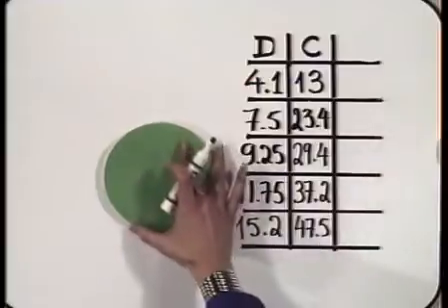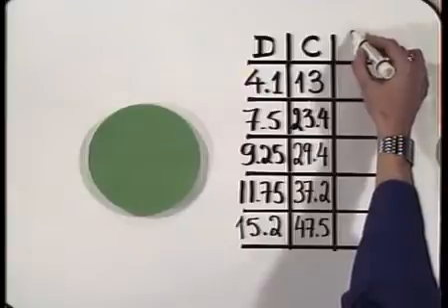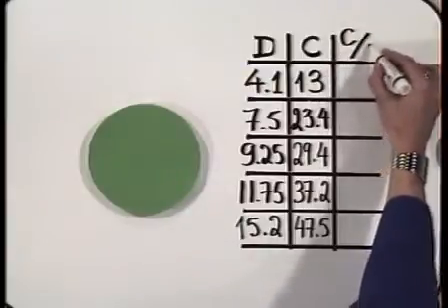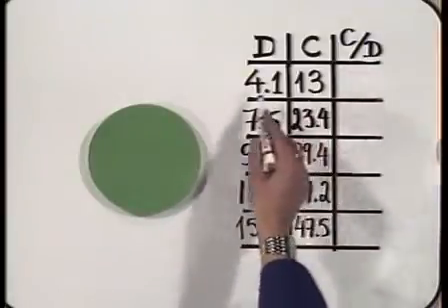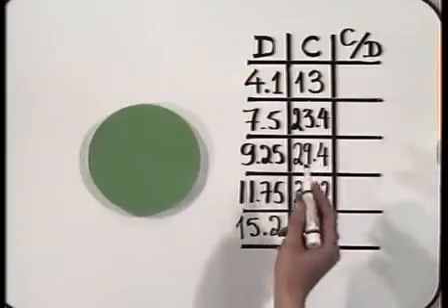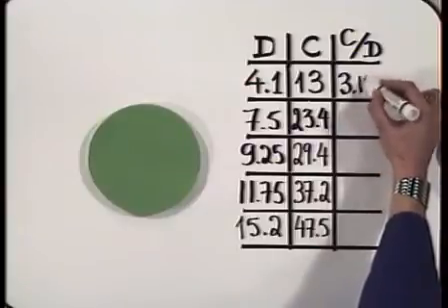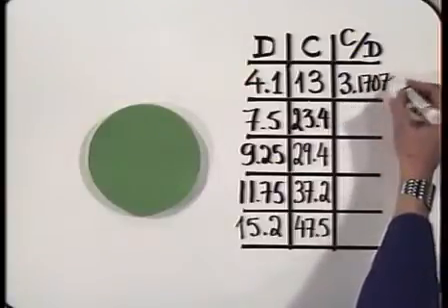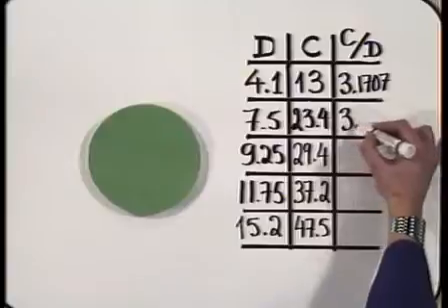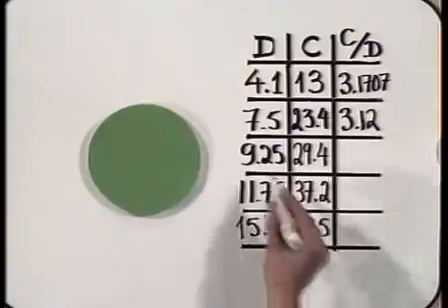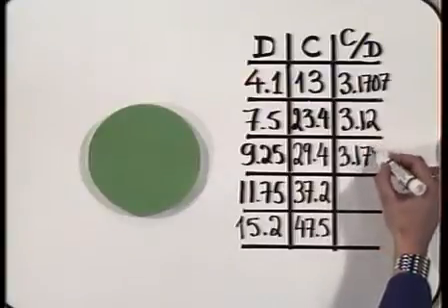47.5. Now, the third column, I would like to compute the quotient or the ratio of C divided by D in each of these cases. If I take the first two, 13 divided by 4.1, if you use your calculator or do that by hand, I've already computed it, so I know, is 3.1707. I, of course, used my calculator for this. 23.4 divided by 7.5 is 3.12. 29.4 divided by 9.25 is 3.1783.